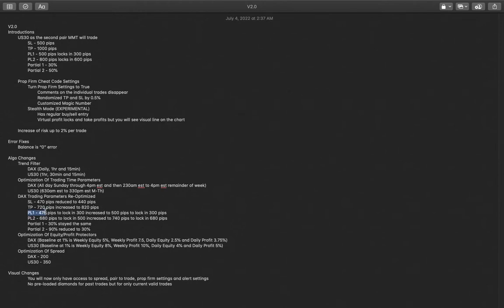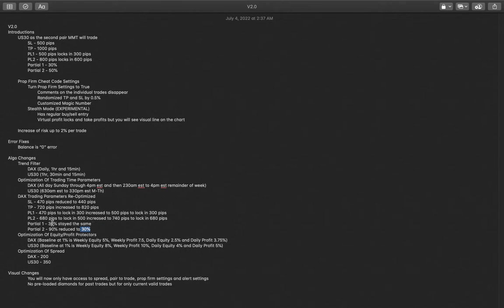All right, profit lot 1 for DAX used to be 470 pips to lock in 300. Now it's increased to 500 pips to lock in 300. Profit lot 2 used to be 680 pips to lock in 500. Now it's 740 pips to lock in 680. All right. Partial 1 used to be 30% for partial 1. It stayed the same. All right. Partial 2 used to be 90%. All right. Now that's been reduced to 30%. So now you have more of your trade go to take profit, allowing you to make more money long term.